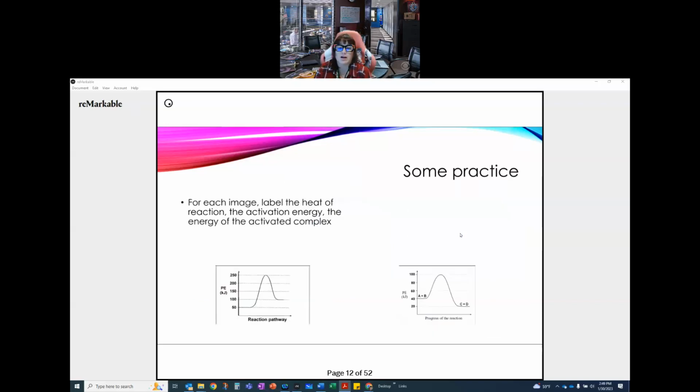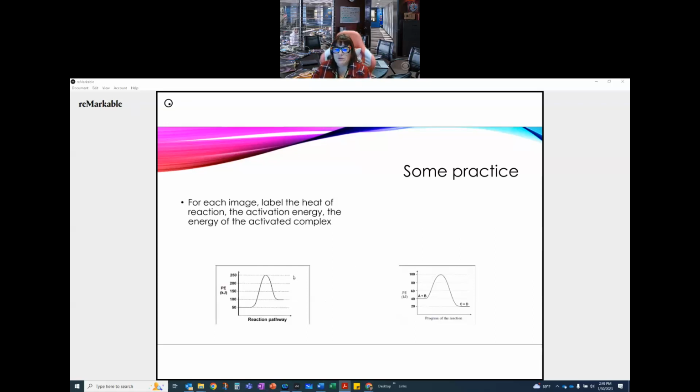Okay, so some practice for you. After we look at each of these images, what I would like is to see what is the activation energy and what is the energy of the activation complex. Label the heat of the reaction, the activation energy, and the energy of the activated complex. Okay, fine. Let's start at the beginning.